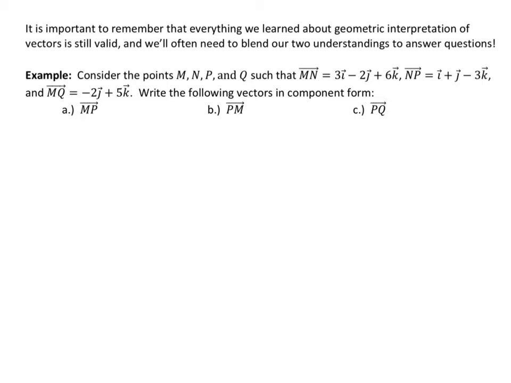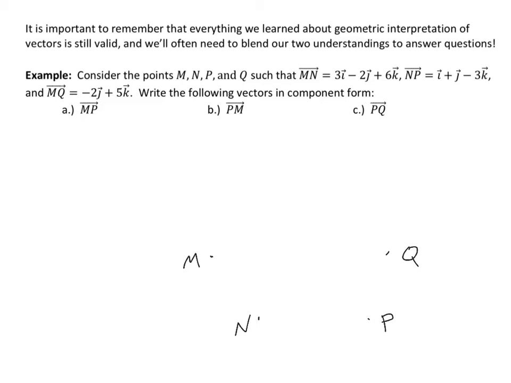Suppose I ask you to consider the points M, N, P, and Q such that these three vectors are the relationship between those points. Now, you might be wondering, how do you draw a diagram of points that are in three-dimensional space? And I think what I would encourage you to do is just don't worry about scale at all. Just go, okay, here's M, here's N, here's P, and here's Q. Maybe that's not their real relationship, but this at least lets me see what I'm working with here.